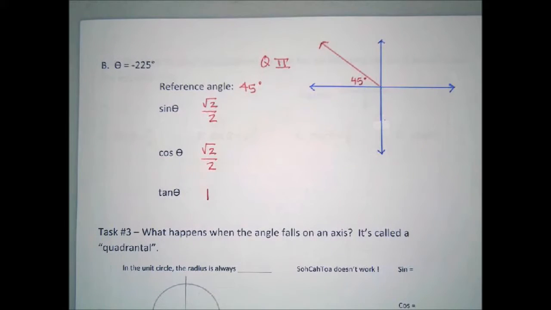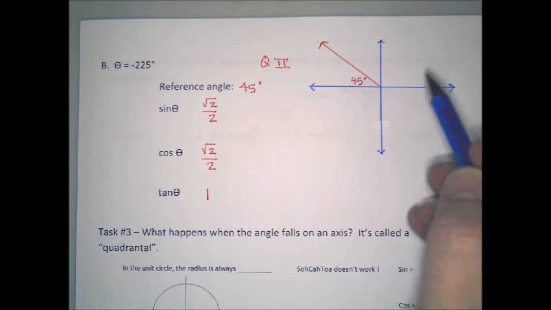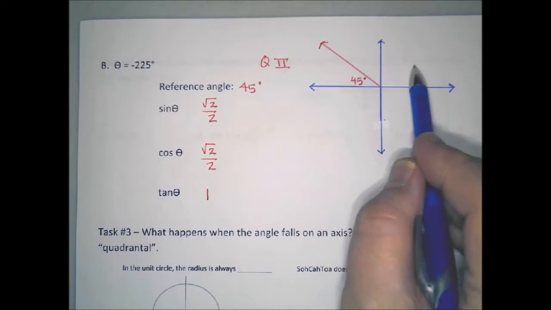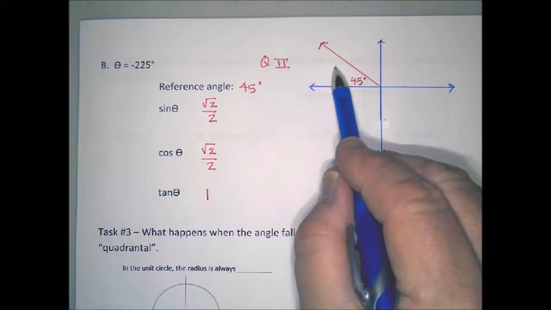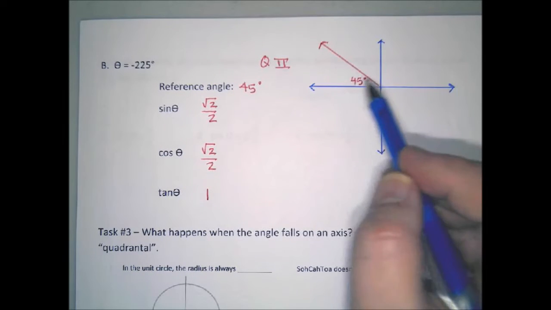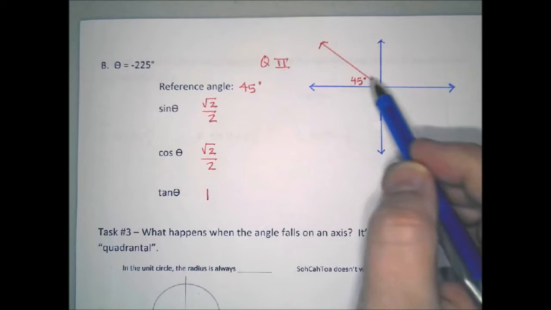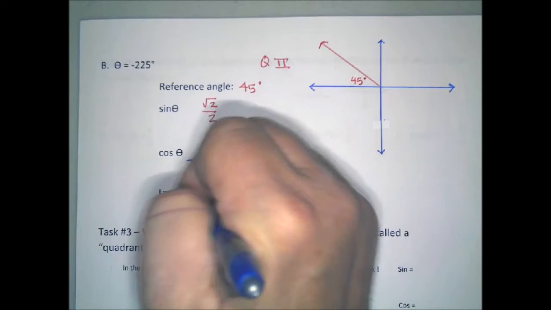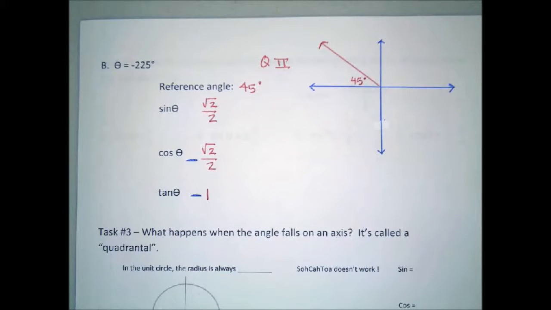Now, the only thing we have to worry about is which ones are positive and negative. So I know I'm in quadrant 2. All students, so that tells me sine is the positive one, which also tells me cosine and tangent are negative.